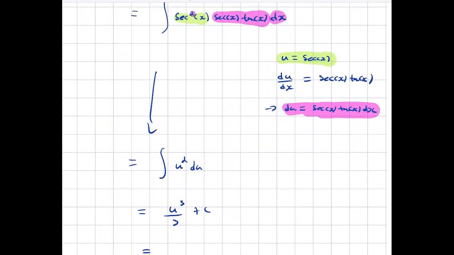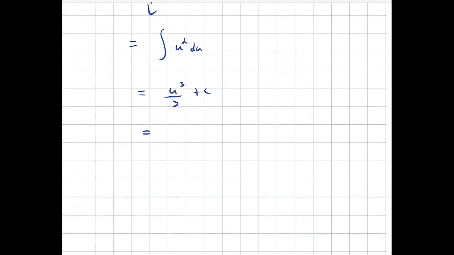And then at the end, of course, we go back and resubstitute in the secant for the u, and we get secant cubed of x over 3 plus a constant. And we can check that this is correct by taking the derivative.